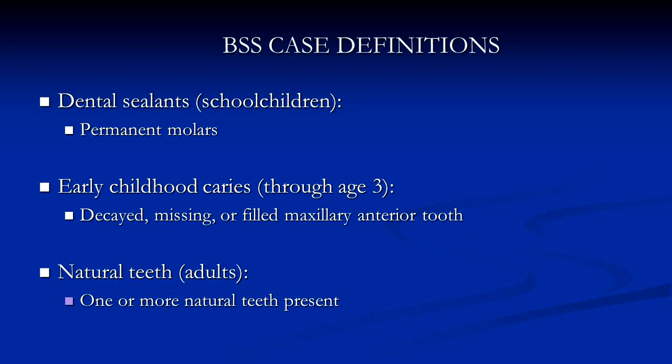You could also use the BSS to look and see edentulism, or whether adults have their natural teeth or not. So if they have one or more of their teeth present, then they would go in the non-edentulous category. If they're completely toothless, then they would go in the edentulous category. So it's really an easy one to use out in the field.